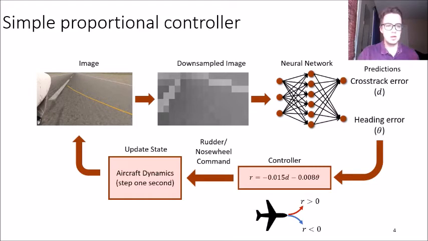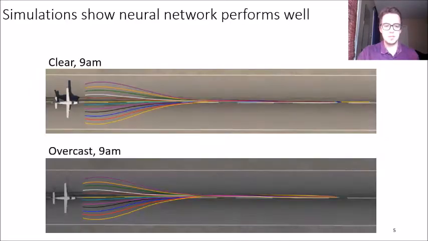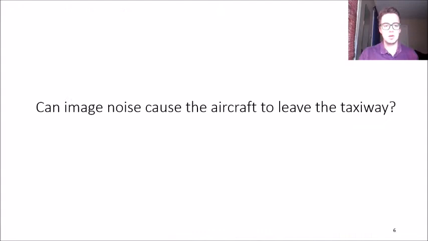And so we can simulate this, and we'll see that we get pretty good results. Whether it's clear conditions or overcast conditions, and no matter where we start on this taxiway, very quickly the neural network is able to control the aircraft back towards the center of the taxiway and then orient the aircraft so that it's following the direction that we desire. So all of this seems to perform really well empirically, but of course with any neural network, there are questions about whether we've seen everything in testing, or whether we are susceptible to noise that we would see in real life. So the question is, can image noise cause the aircraft to leave the taxiway?